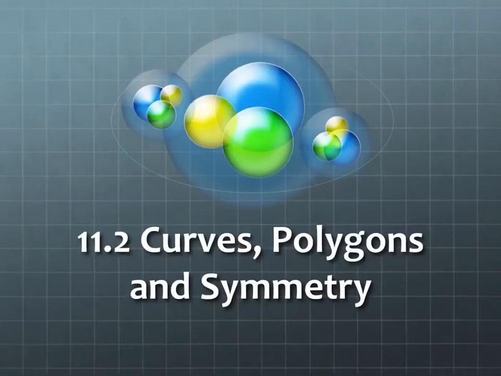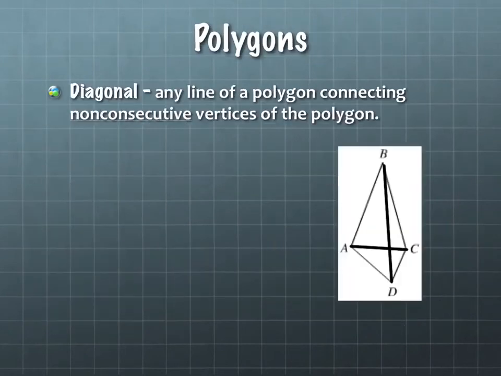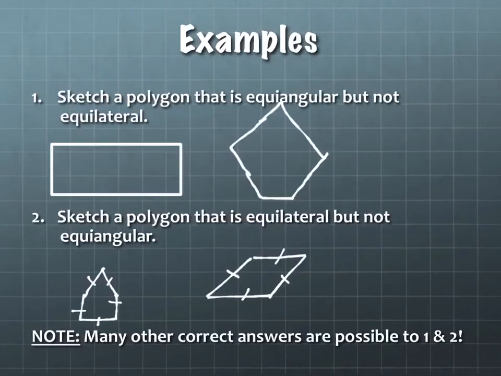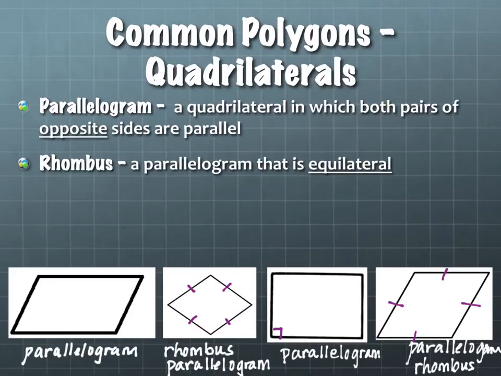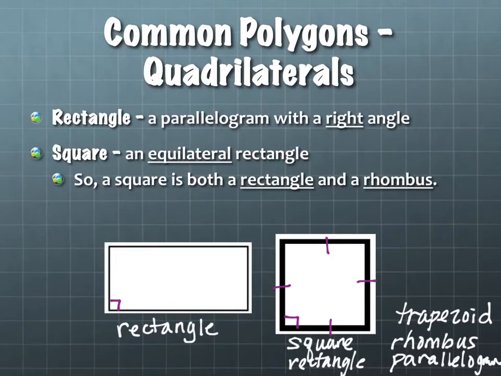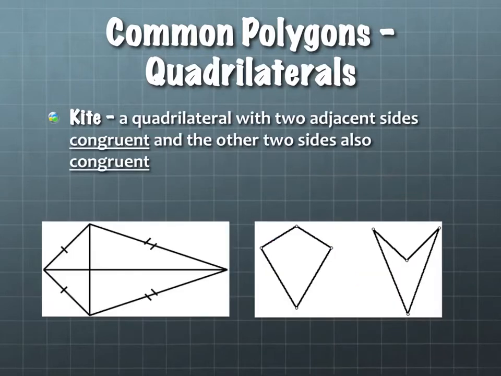So we're going to continue in section 11.2, curves, polygons, and symmetry. And we left off last time talking about different quadrilaterals. In particular, we stopped with square. Does that sound right? Good. So the last quadrilateral is actually a kite.